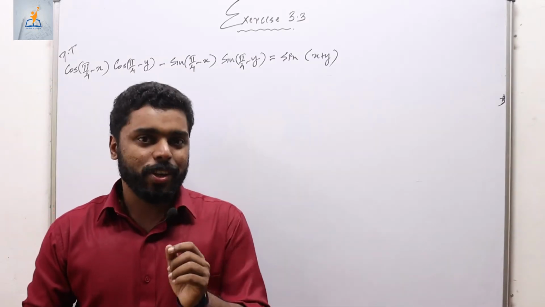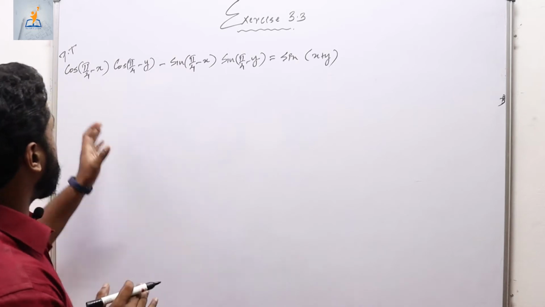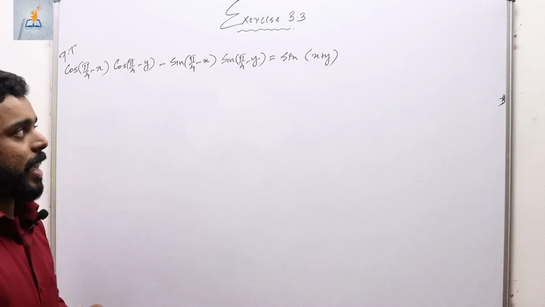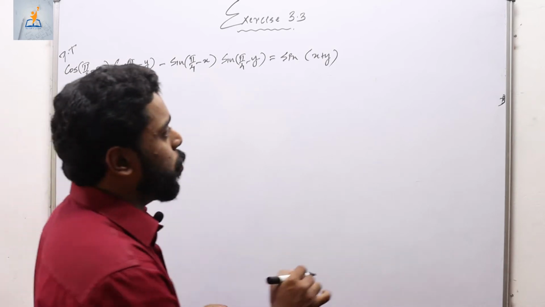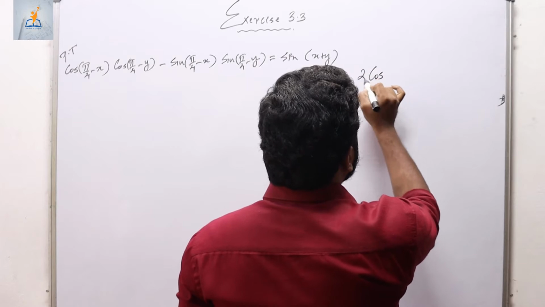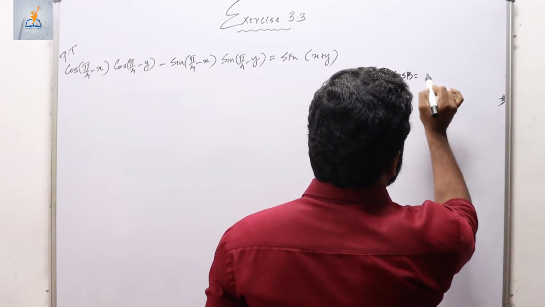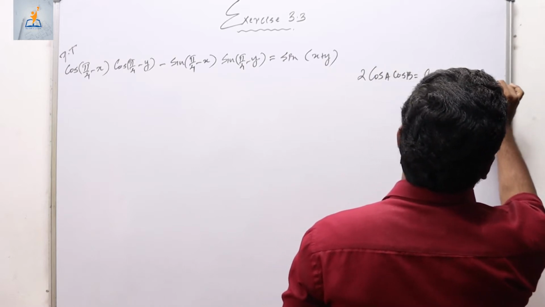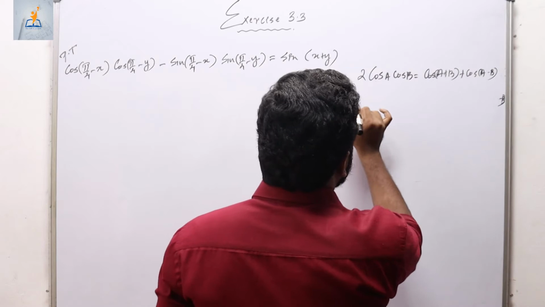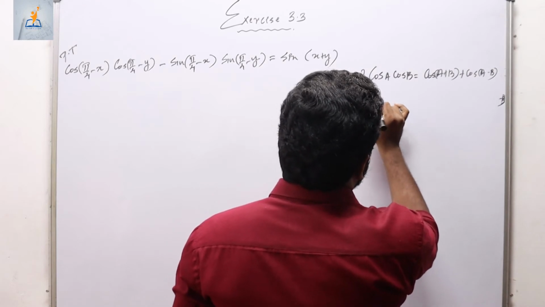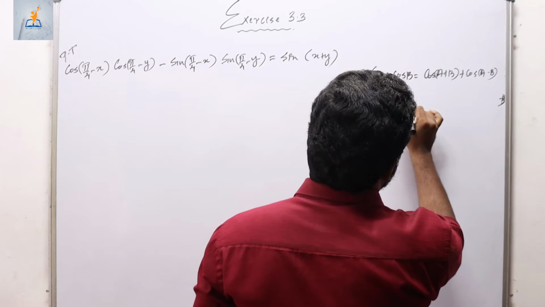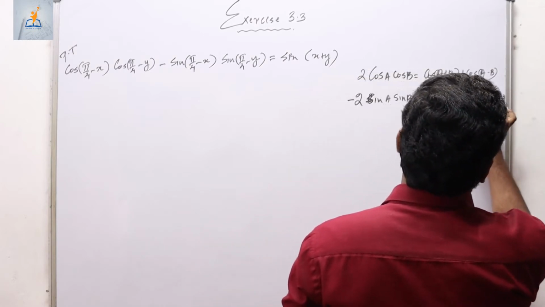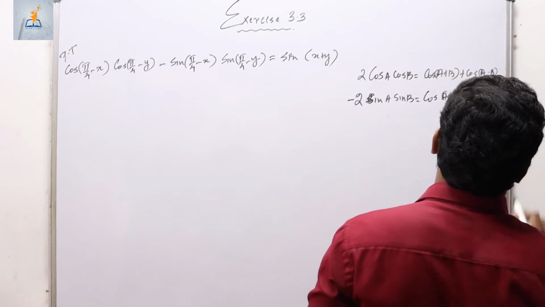Now we shall do the sixth question of your NCERT textbook. The question is to prove that this left hand side is equal to the right hand side. Before moving into the question, we know that 2 cos A cos B is equal to cos A plus B plus cos A minus B, isn't it? Also we know that minus 2 sin A sin B is equal to cos A plus B minus cos A minus B. We know these quantities, isn't it?